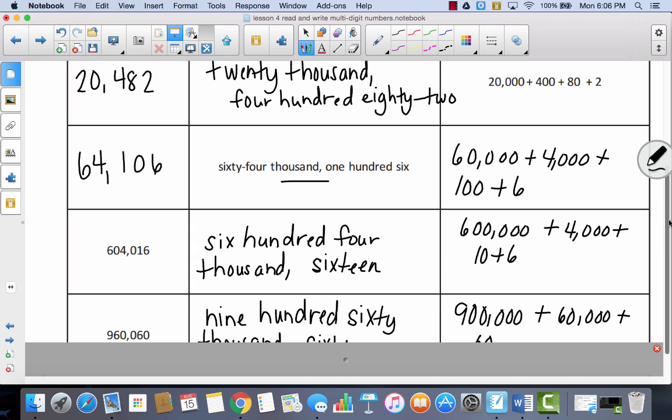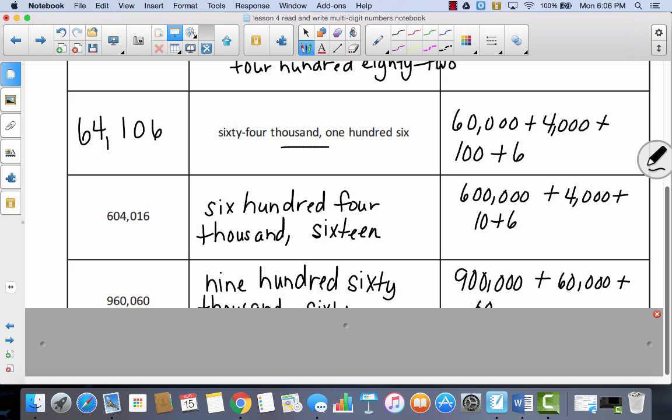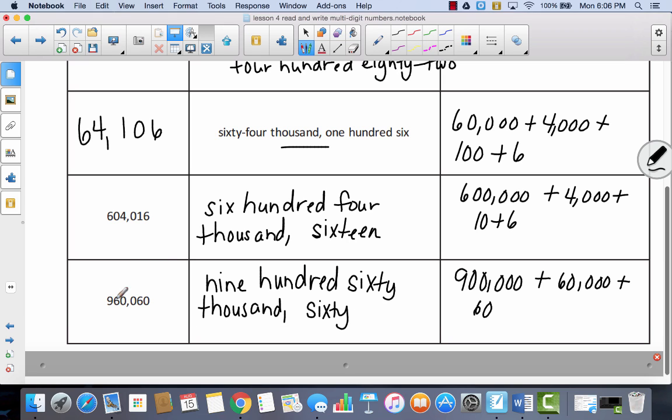Okay, one more. Sorry, I said last, but there's one more. All right, so I'm going to read these first three digits together. 960. So I have 960, but the comma tells me it's the end of the thousands, so it's 960,000 and then just 60. So again, I wrote the value of each digit. This is 900,000 plus 60,000 plus 60.